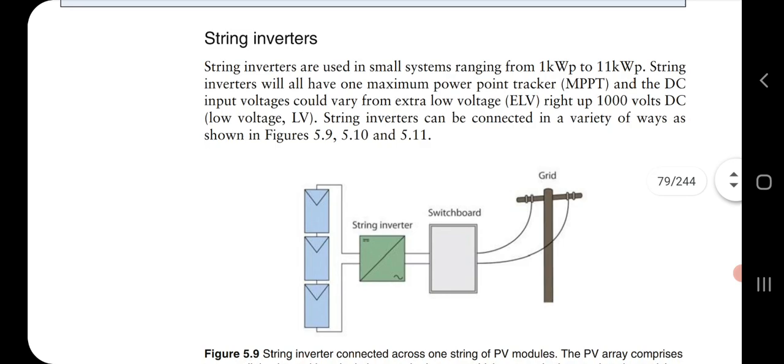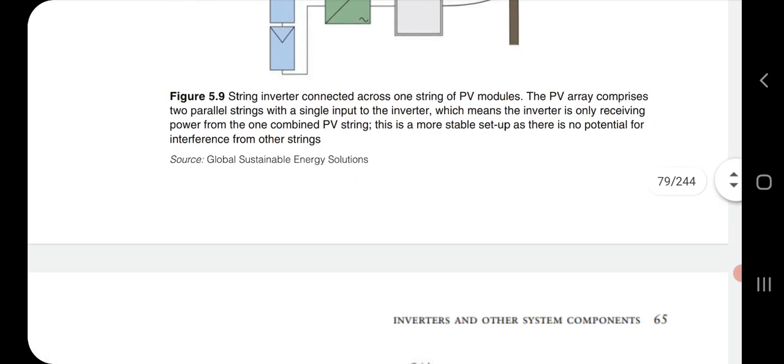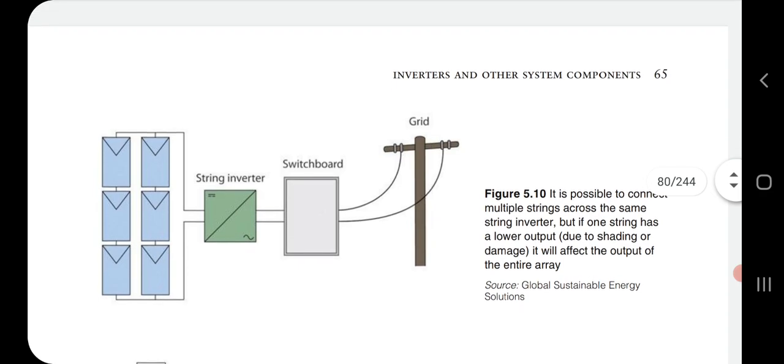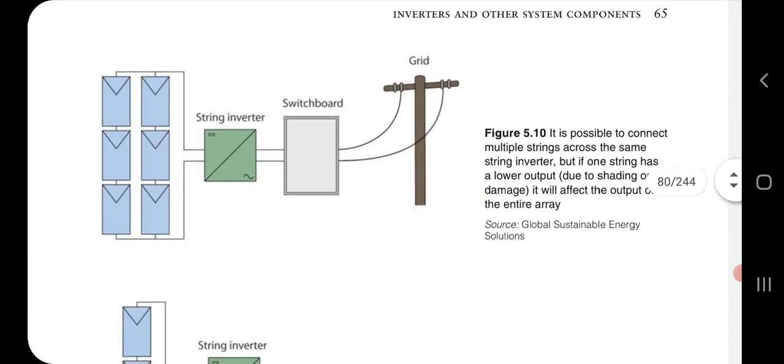The first is the string inverter. In this inverter you can see a number of strings. String inverters are used in small ranges from 1 kilowatt to 11 kilowatt, where the strings are combined. So this is a string inverter. Next, there is the multiple string inverter, where a number of strings are connected across the same string node to form multiple strings.